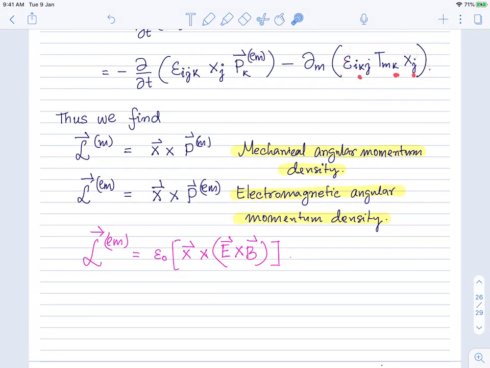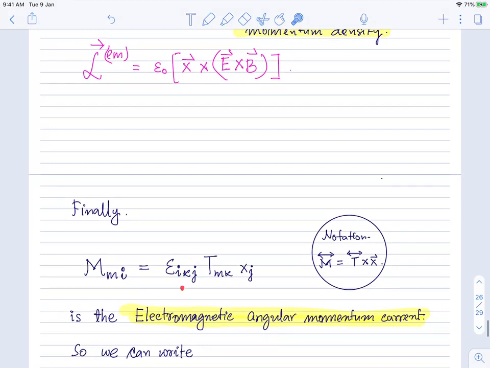There's a k and j. So this term, which is k and j, this contraction, is nothing but this index of the two-index quantity being in cross product with the x. It is sometimes denoted with the double arrow notation, in this way, that this index on this side is crossed with the x. That is how it is denoted.